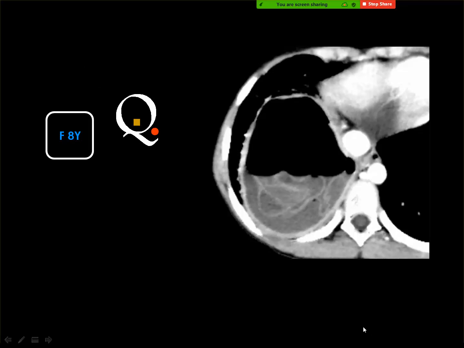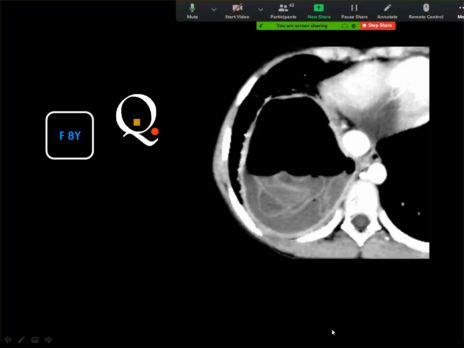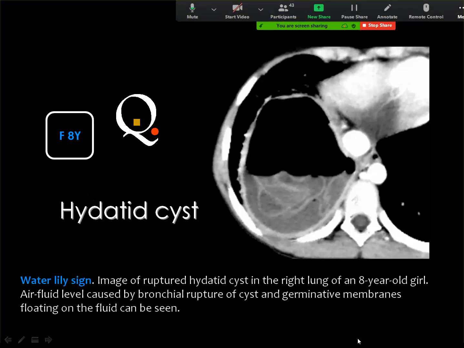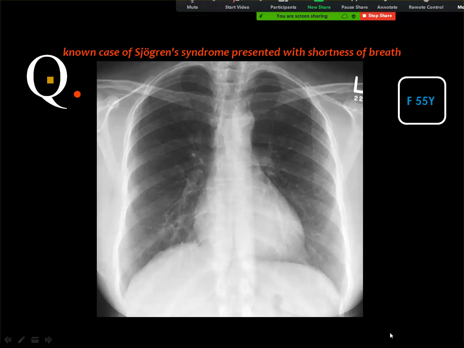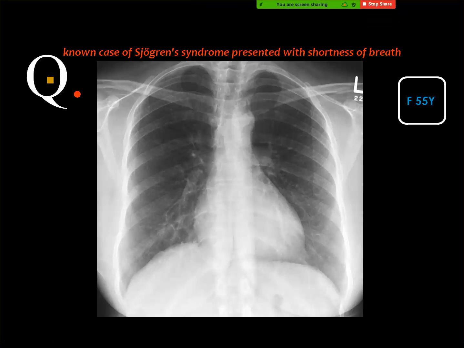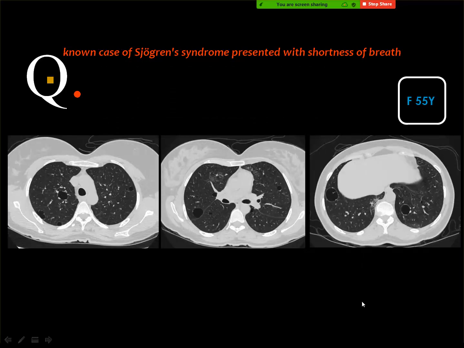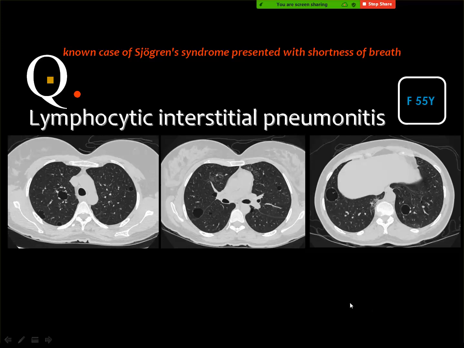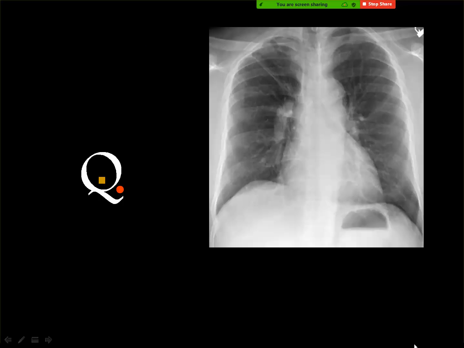Ruptured hydatid cyst with the classic water lily sign and the collapse of the endocyst. Also, lymphocytic interstitial pneumonia. You told the diagnosis from the history, but you should look at the CT scan and you see these cystic changes in the lung, which is diagnostic, as you have said, of lymphocytic interstitial pneumonia. Very good.